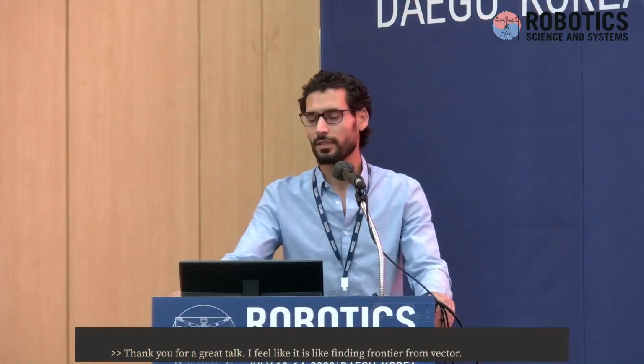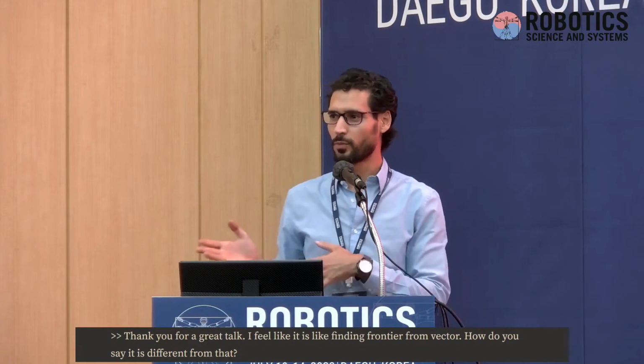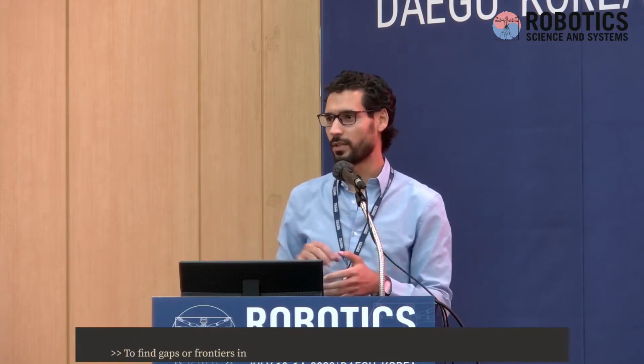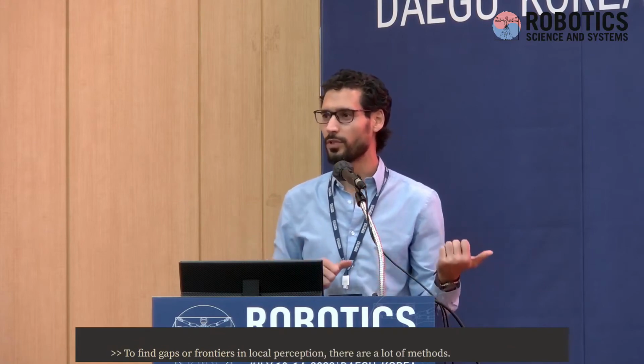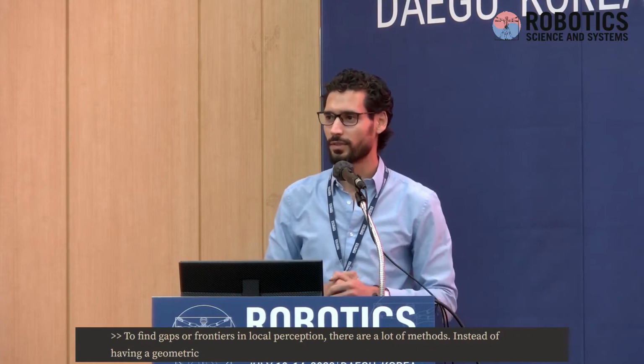I might have missed some part, but I feel like it's kind of a 3D version of the vector field histogram, like finding frontiers from the vector field histogram. How do you say it's different from that? Yeah, actually, to find gaps or frontiers inside the local perception, there are a lot of geometry methods and learning-based methods. So instead of having geometry equations and math equations, we use GP to learn the navigable spaces around the robot. So I think this is the main difference. Okay, thank you.